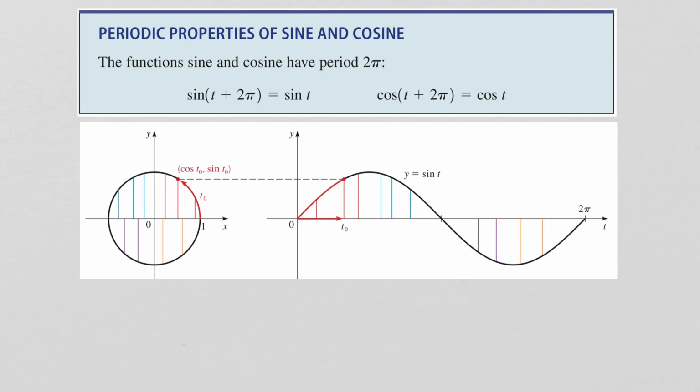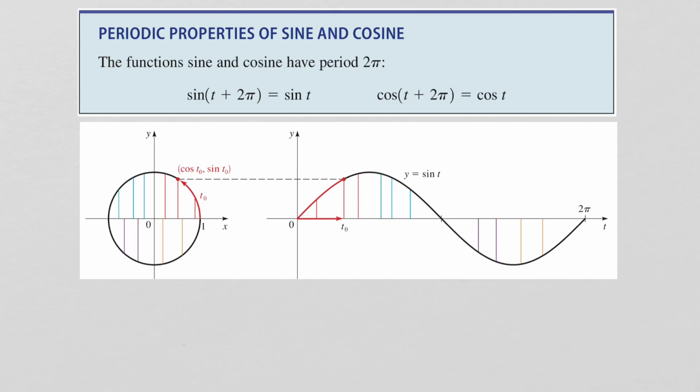And this means that sine of some angle t plus 2 pi is equal to the sine of that angle t. And the reason for this is that if you are at some angle t here, when you add 2 pi to it, you add 1 full revolution, and therefore you end up at the same point. And of course, the y value there is the same at that point. Same thing goes for cosine, of course.